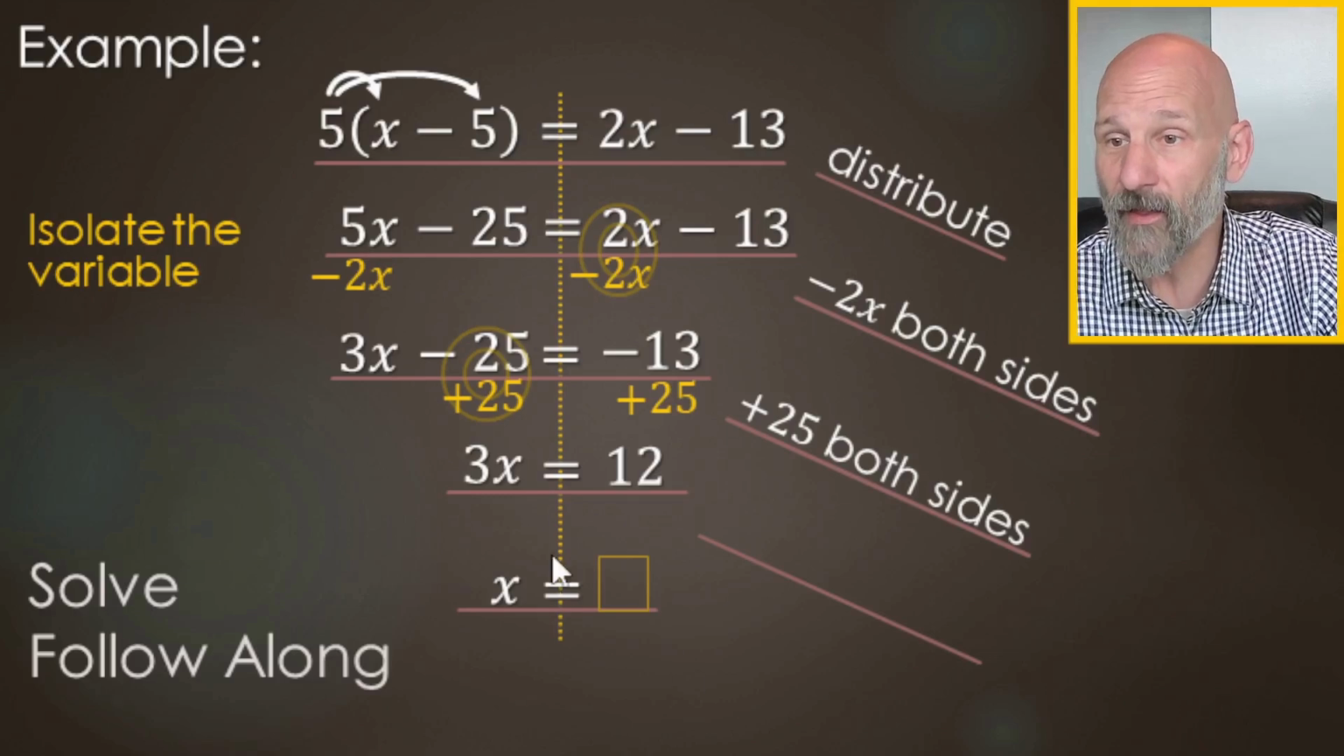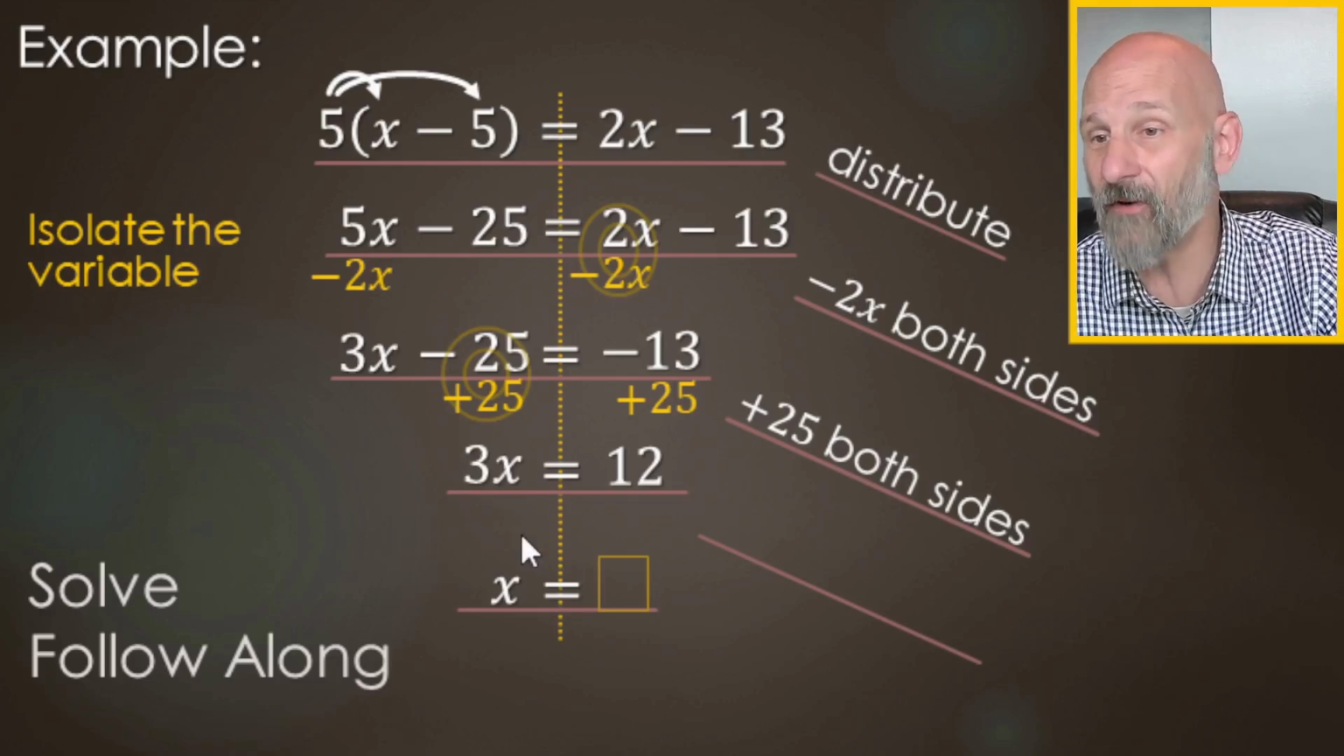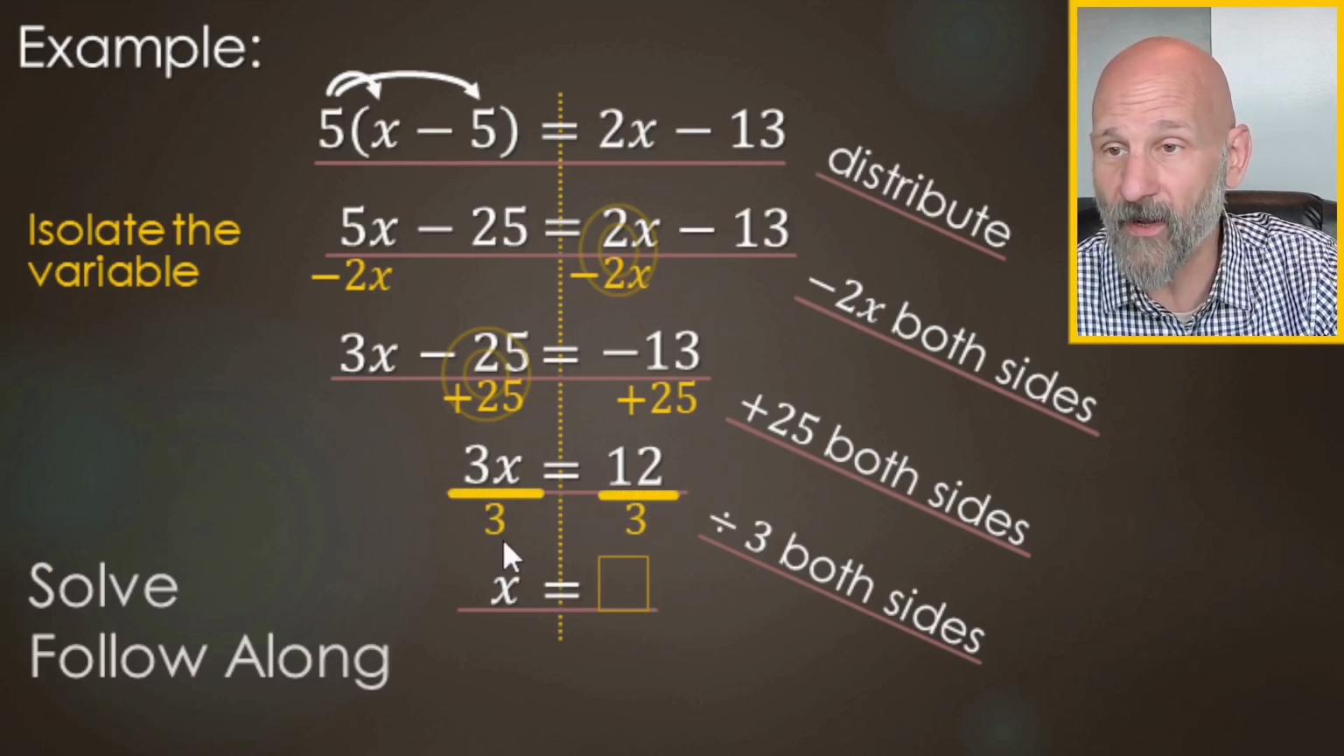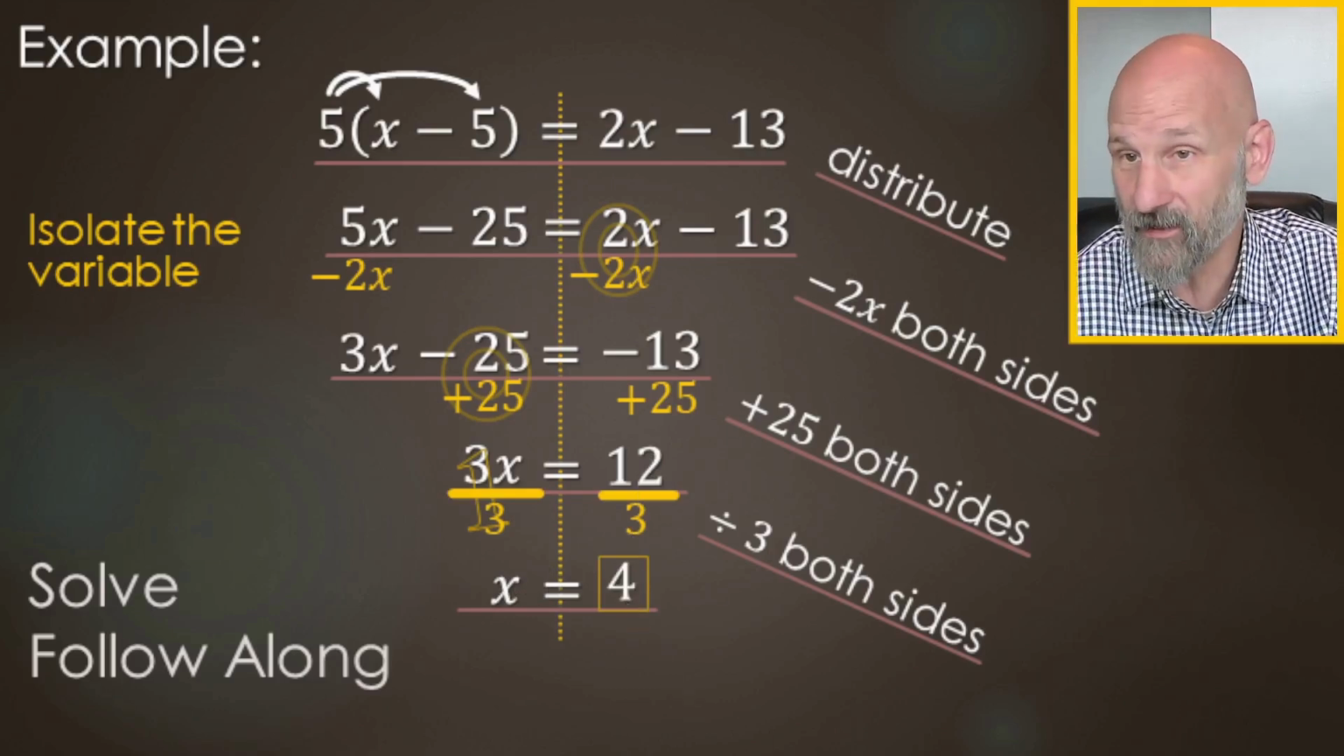Next up, undo the 3 being multiplied to the x with a divide by 3 to both sides. So 3 over 3, that makes 1x right there. And then 12 divided by 3 makes 4. And there's the value for x that makes this equation true.